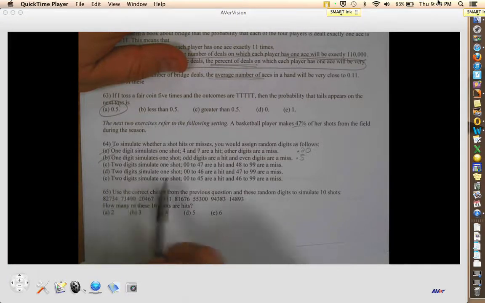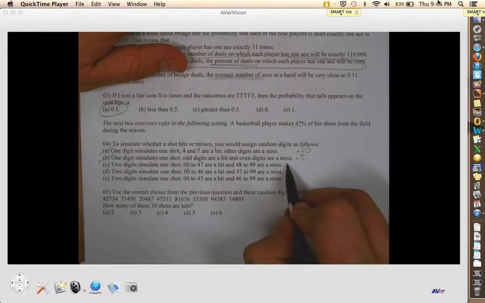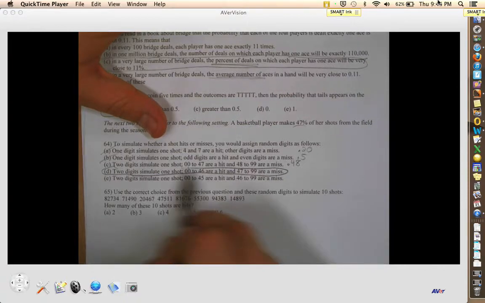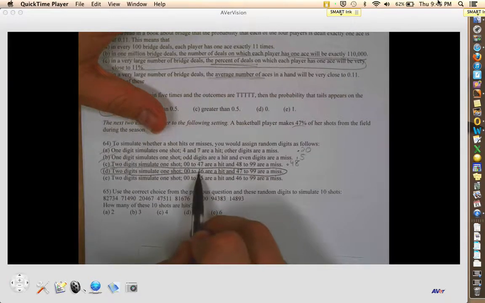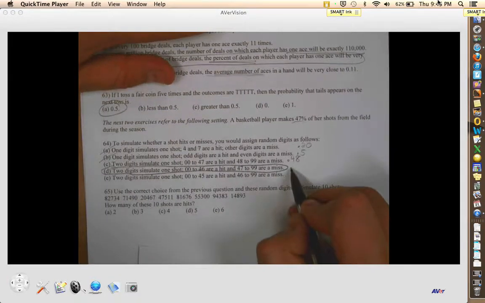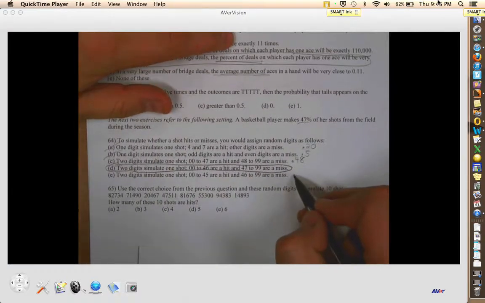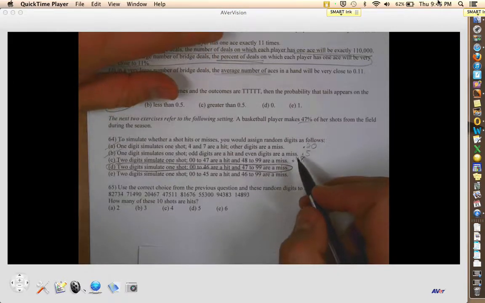2 digits simulate one shot. 00 to 47 are a hit, and 48 to 99 are a miss. That's even closer, but that's 48%. So it is D that we need. If you go 00 to 46, that would give you exactly 47 digits, and that leaves you with 53 that aren't, so huzzah.